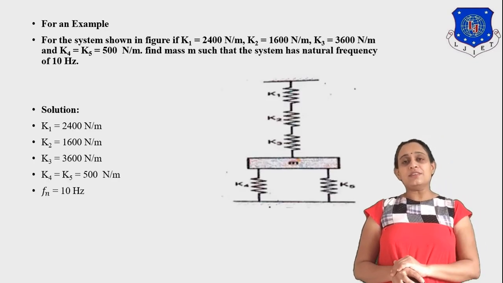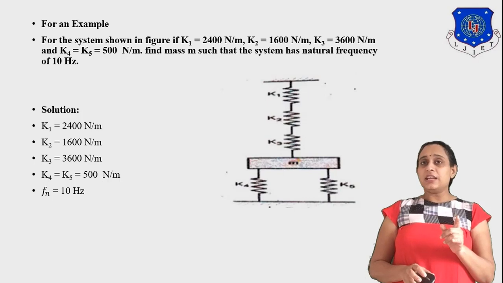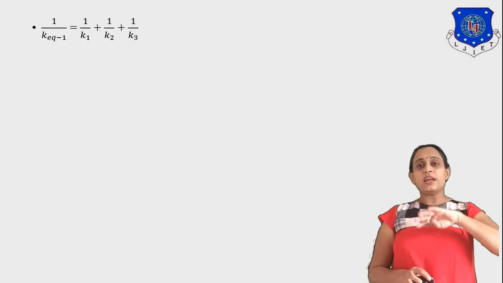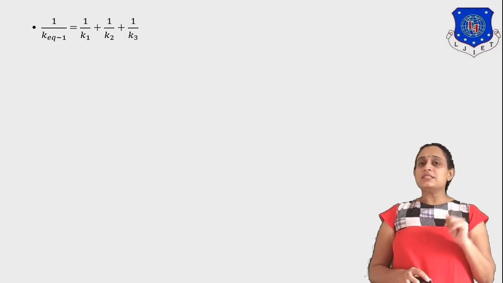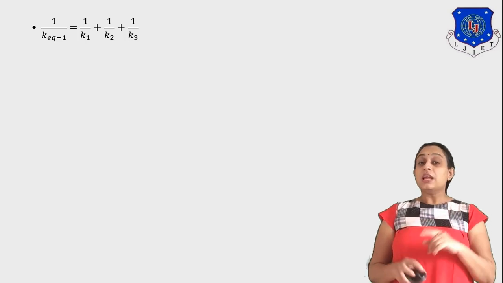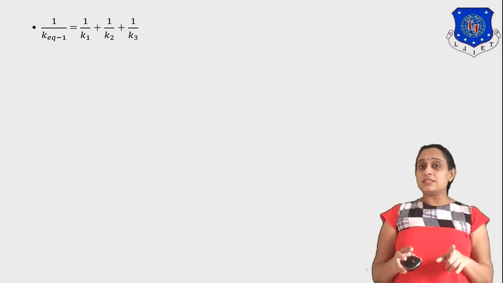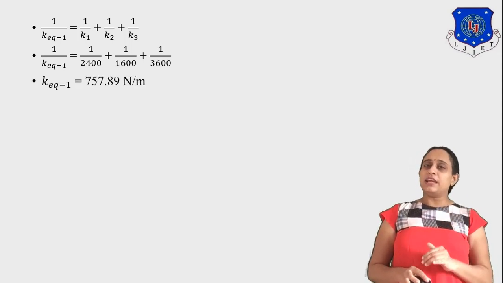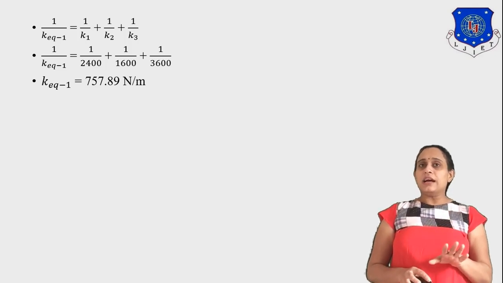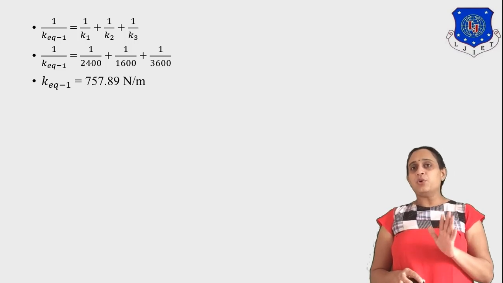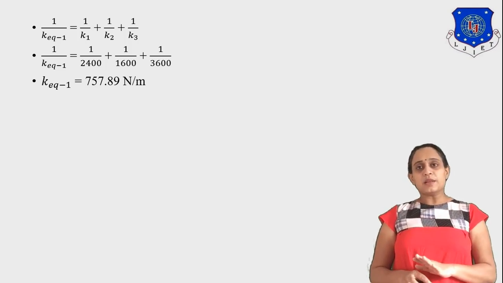Okay. Now let us have, first of all, if you see in our diagram, K1, K2, K3, they are in series. Okay. So let us solve this equation. What is the equation? 1 upon K1 plus 1 upon K2 plus 1 upon K3. For this case, we have to consider that the system is in the equilibrium. Okay. Now, let us find out 1 upon K equivalent 1. So that we are getting the equation and the answer is 757.89 Newton per meter.